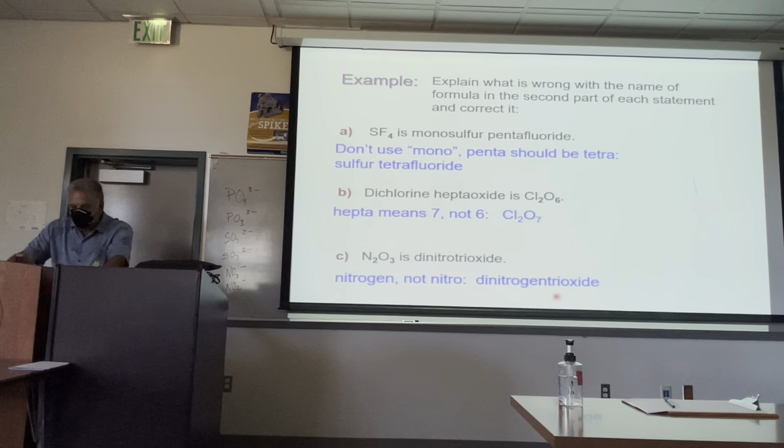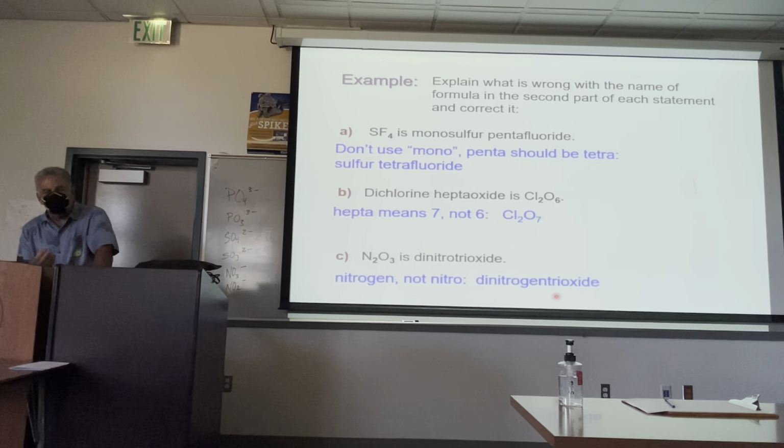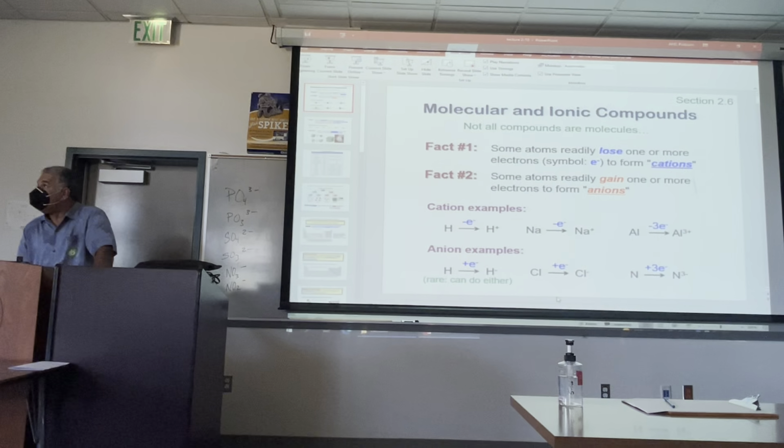N2O3 is dinitrotrioxide, nitrogen trioxide. So dinitrogen trioxide. Right. So just know that the element name, in the first place, it's always the element name, is basically right here. All right, so that's that.